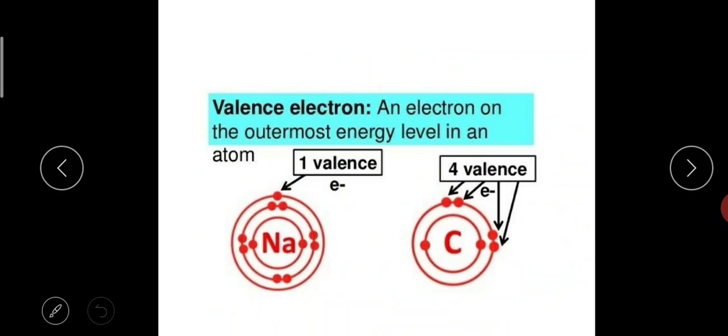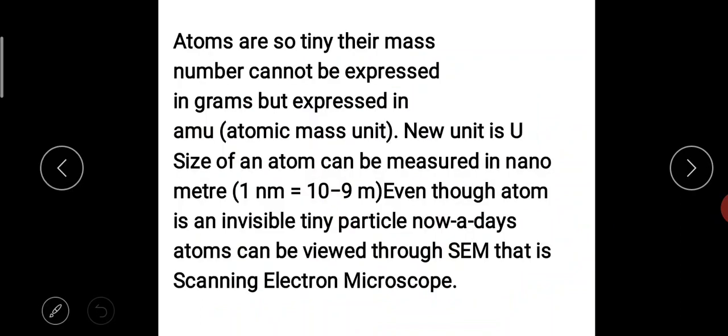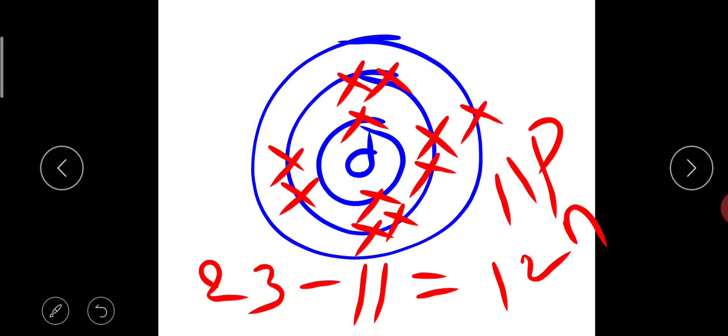Valence electrons means electrons which are present in the outermost shell. You have to just count and say how many electrons are present in the outermost shell of sodium. It is 1. So the valency of sodium is 1.